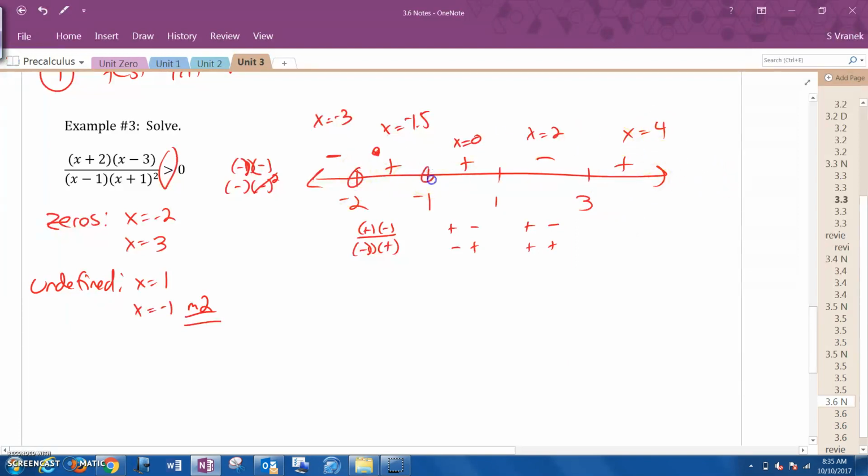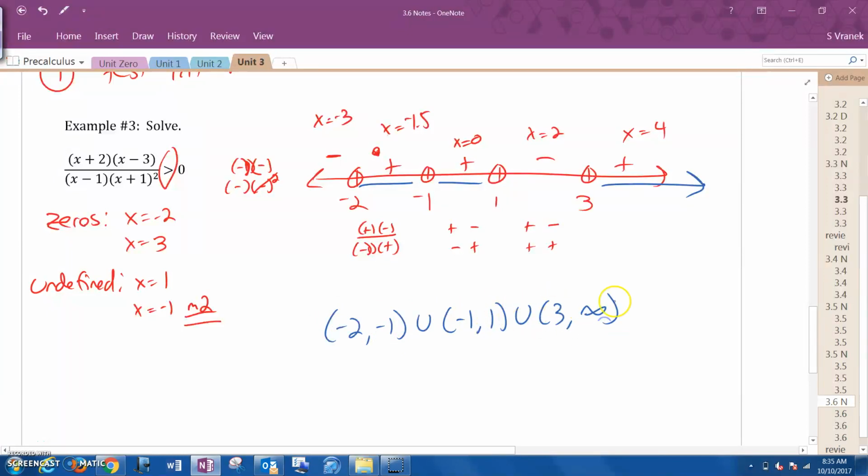Again, all of these should be open circles. I am always forgetting to put those on there. And again, we want greater than 0, so we want all the positive pieces. So I want this interval, this interval, this interval, this interval, and this interval. So I'm going to do that in interval notation. Negative 2 to negative 1, union, negative 1 to 1, union 3 to infinity.